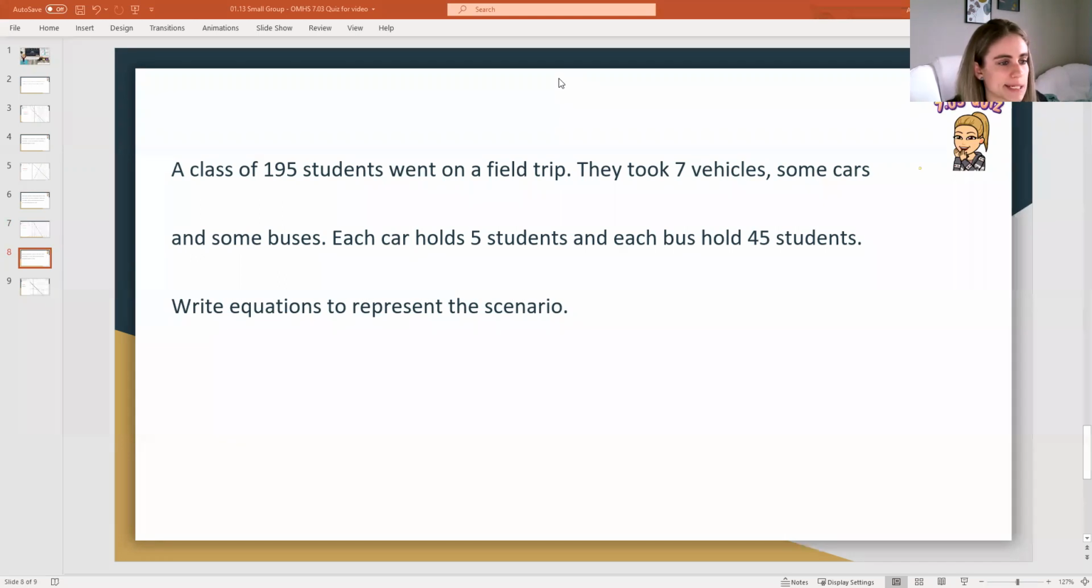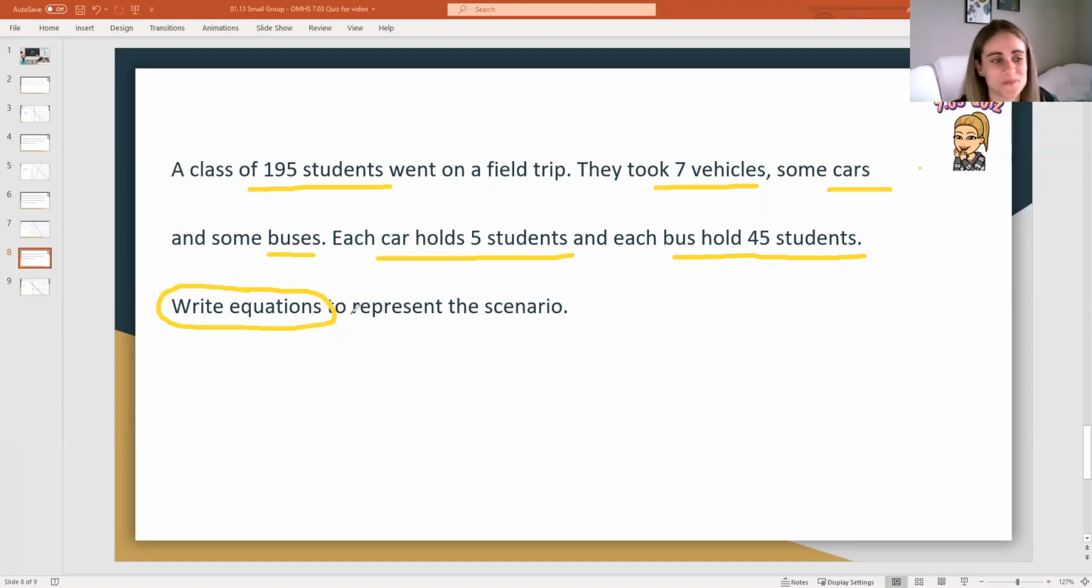All right, what we got? So there were a total of 195 students that went on the trip. They took a total of 7 vehicles. Some were cars and some were buses. Those are my 2 types. Each car holds 5 students. Each bus holds 45 students. And just like all the others, my task is to write the equations.